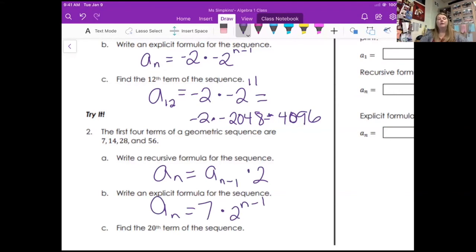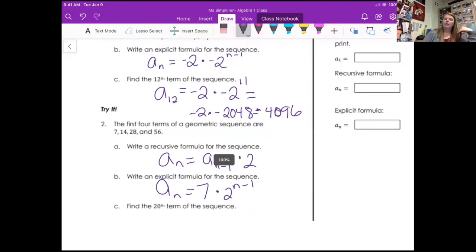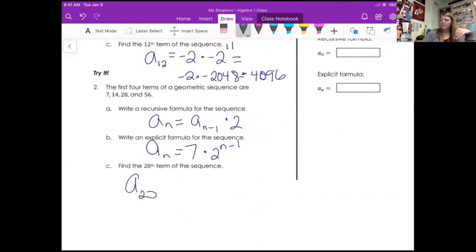Yes, Selena, and I will tell you 99.99% of the time, people use the explicit formula and not the recursive formula. Again, recursive is just easier if you're talking about a small term number, like 9 or 10. You can just multiply by 2 a few times. But if you're trying to talk about the 100th or 200th term, multiplying by 2 that many times would be a lot. So if we're looking for the 20th term, we would do 7 times 2 to the 19th power, which is 3,670,016.